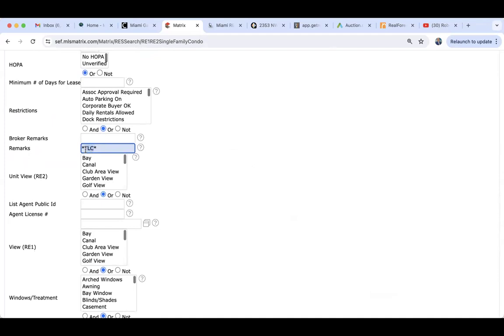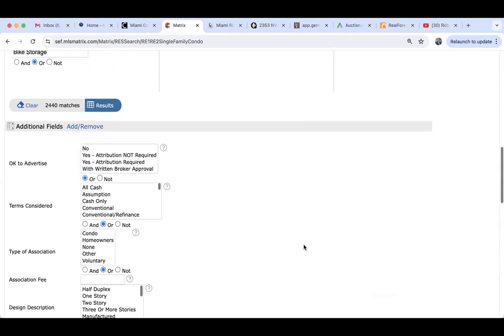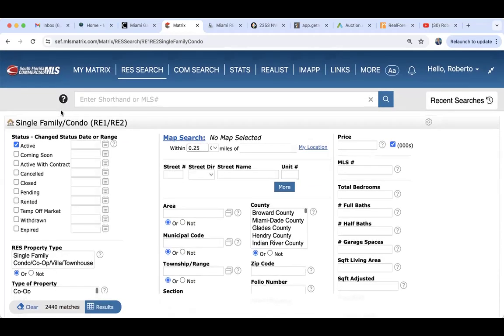Another one that you may find is investment or investor, right? If we just spell out the word investor, we got here 2,440 properties that we can go through in the entire MLS. All right, so there are ways to get this done.